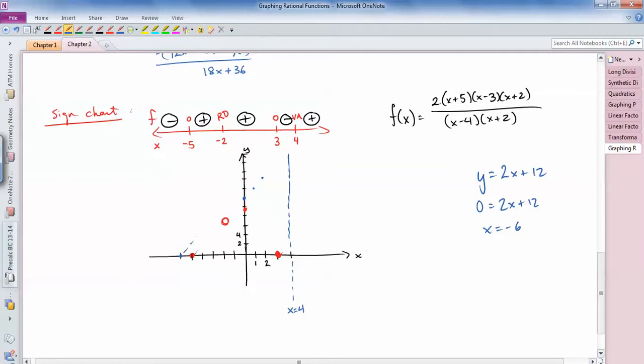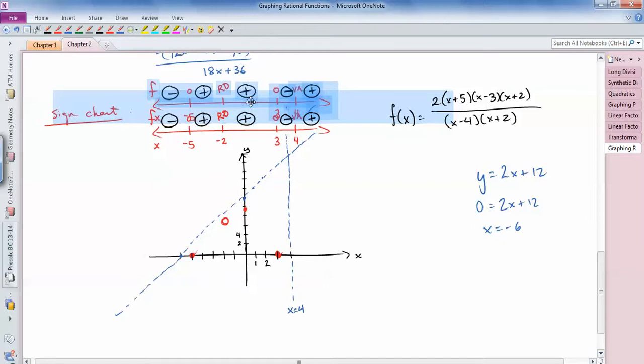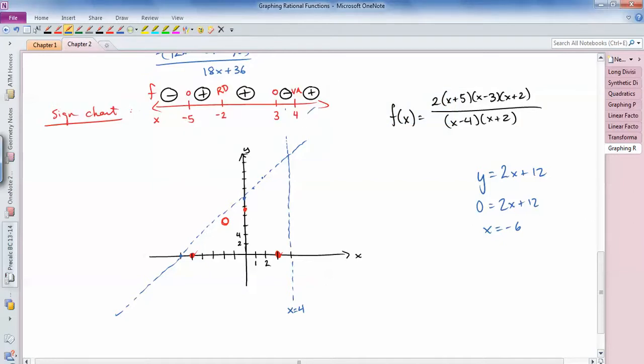So if I draw in this asymptote, it looks like this. And then let me extend this one a little bit more. Let me do this. I'm going to move that up a bit. Okay. All right, so there's my picture.